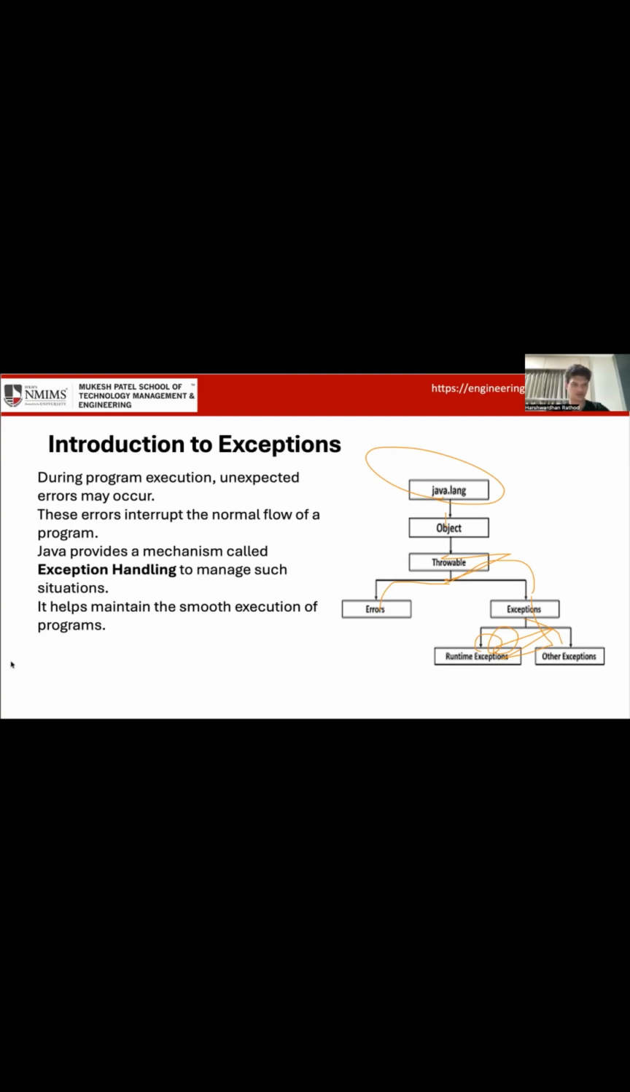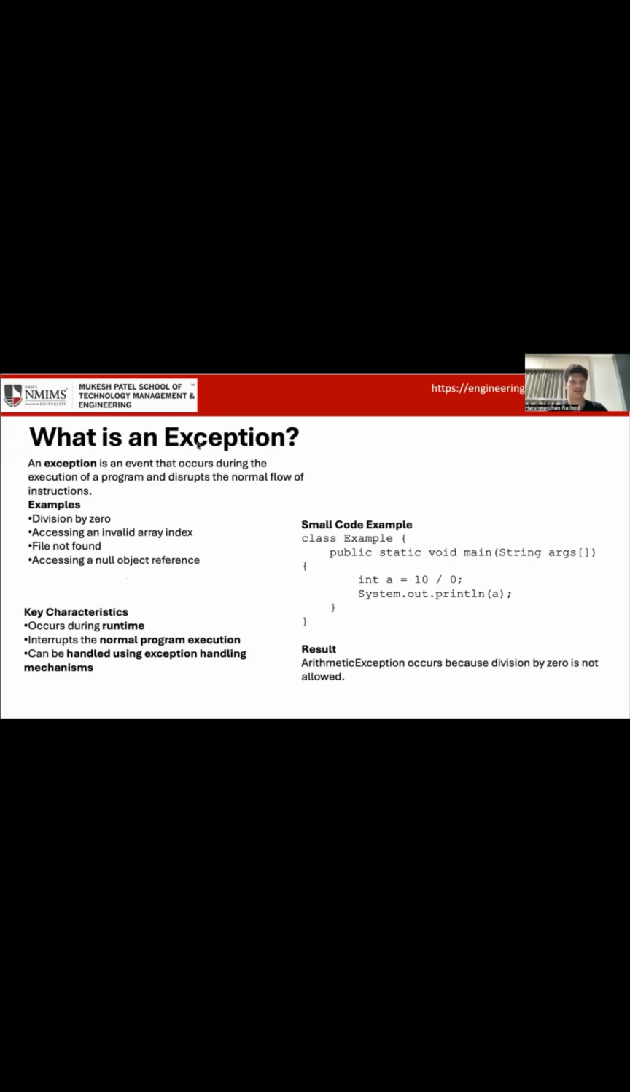Okay, so what is an exception? An exception is an event that occurs during the execution of a program, and it disrupts the normal flow of the instructions given to the program. For example, here it is given as an ArithmeticException: 10 is divided by 0, which is not allowed. So this program is wrong and it carries an exception.